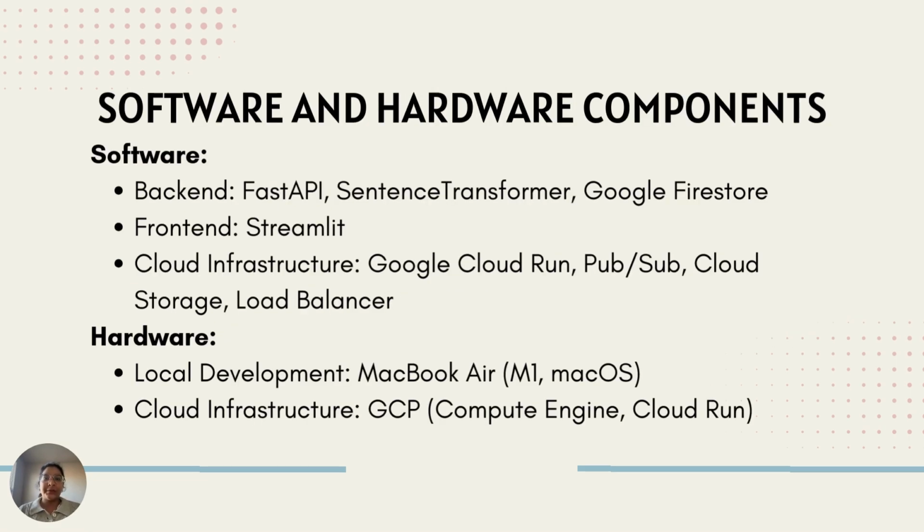So let's talk about the software and hardware components. The system comprises several backend components such as FastAPI, Sentence Transformer, as well as Google Firestore. So the metadata is stored in Firestore while the embeddings are hosted on Google Cloud Storage. The front end leverages Streamlit to provide a web based interface. Google Cloud Run ensures the scalable deployment while Pub/Sub manages asynchronous logging for query analytics.